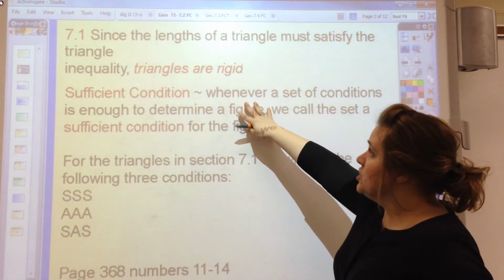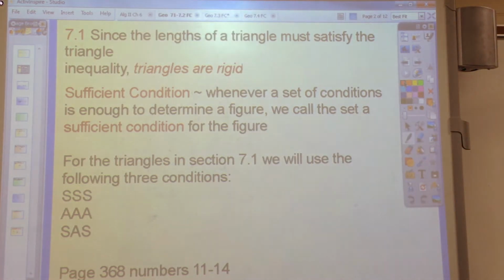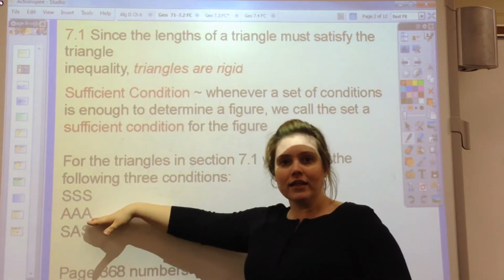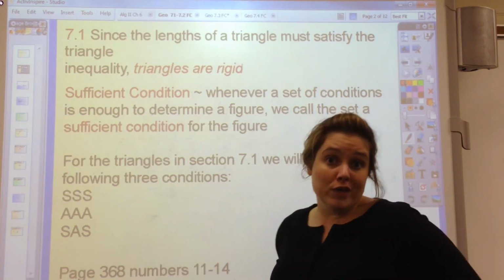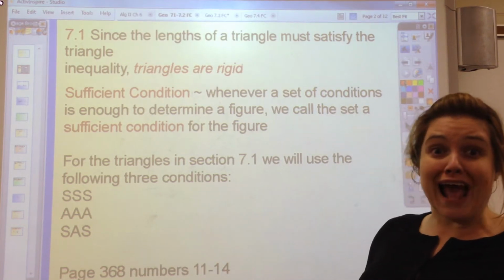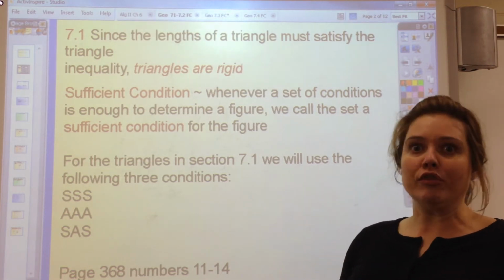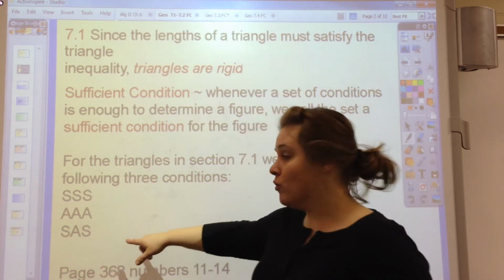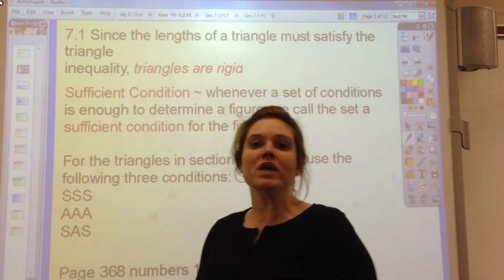So these sufficient conditions we're going to talk about are a set of conditions that are enough to determine a figure. That means that the figure is then going to be unique. So for the triangles in this section, we're going to talk about side, side, side, like I said. Angle, angle, angle. If you have two angles, then since your three angles must add to 180, there's one and only one third angle that will satisfy that condition. And finally, we're going to start looking at if we know two side lengths and the angle in between them.